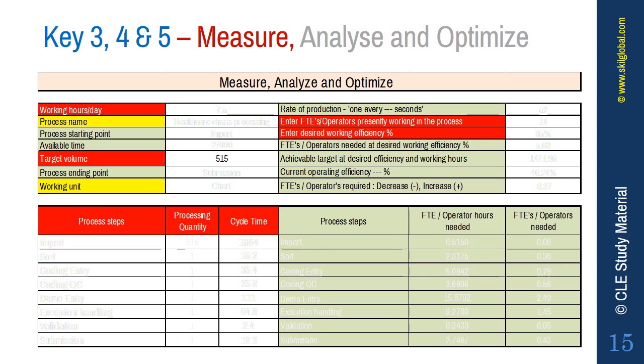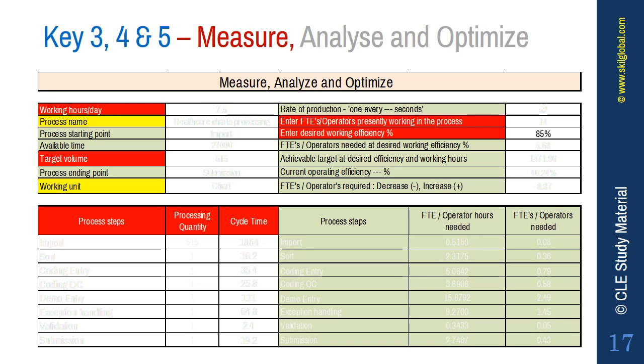Define the average target volume you wish to achieve. For example, the team here must turn around 515 charts per day. If volume varies every day, you can mention an average, or use this template every day. How many people, full-time resources, are presently working in this process? It is mandatory information. For example, there are 14 full-time equivalent resources working in this process.